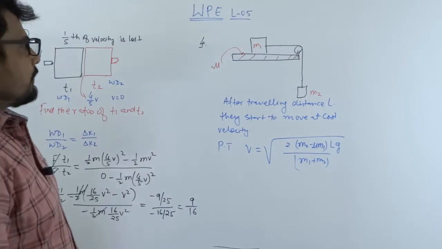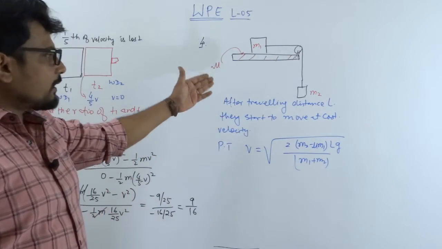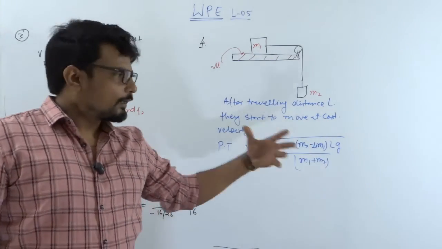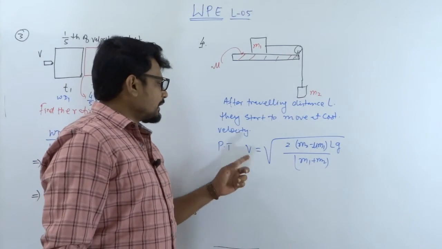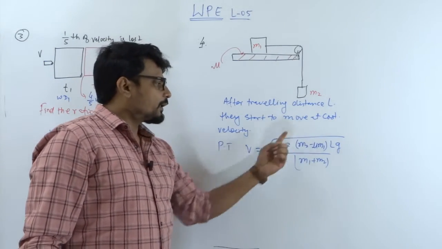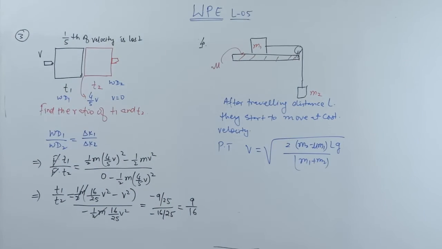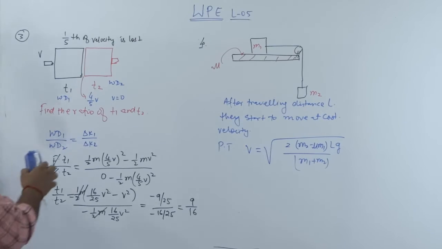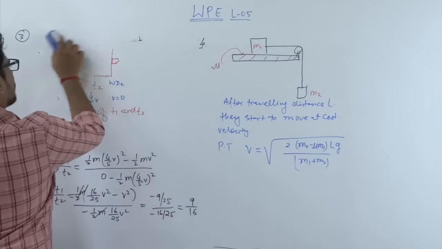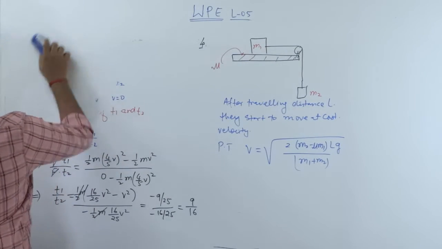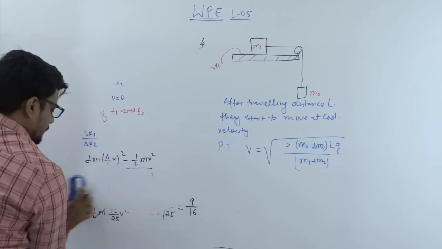So let's say after traveling a distance of L, they start to move at a constant velocity, a constant speed. You have to prove that the constant speed is going to be equal to this. Is the question clear? Let's try. Okay, so you must have tried this. Let me erase this part and then we're going to do this one. Good.